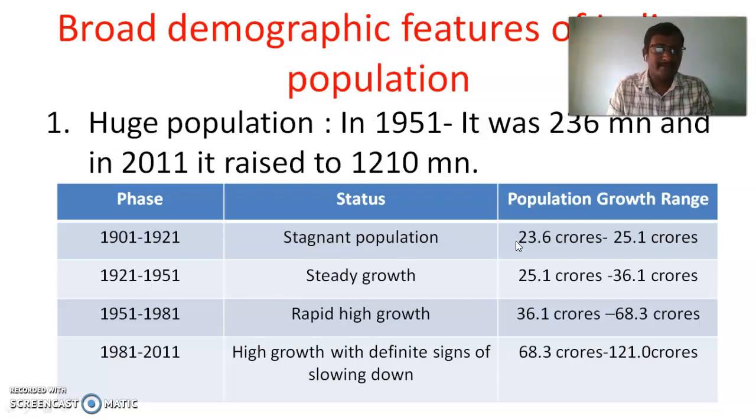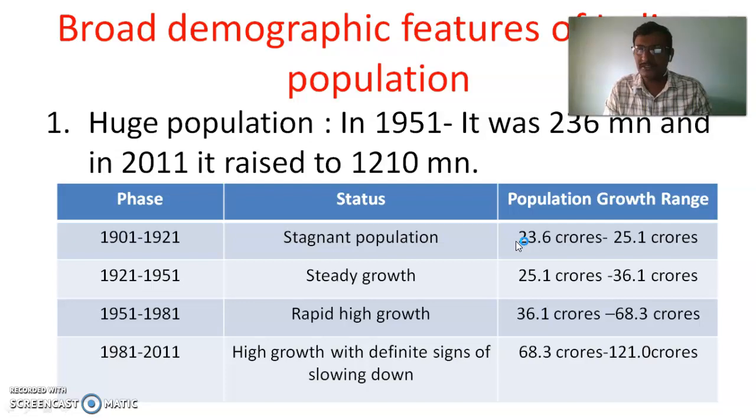And again, in 1951 to 1981, under this 30-year phase, we have rapid high growth of population, where we can find a rise of almost 32 crore. So population grew very rapidly in this stage. And in 1981 to 2011, under this phase, we have high growth with definite signs of slowing down.